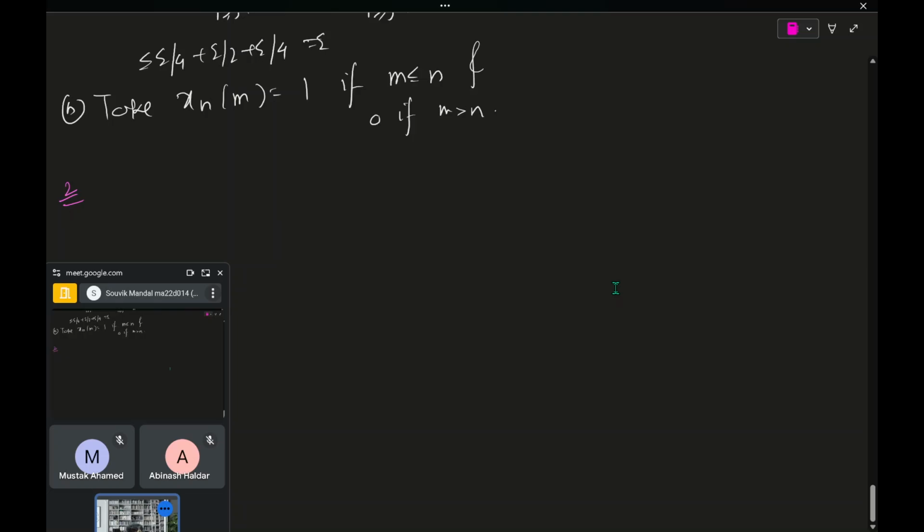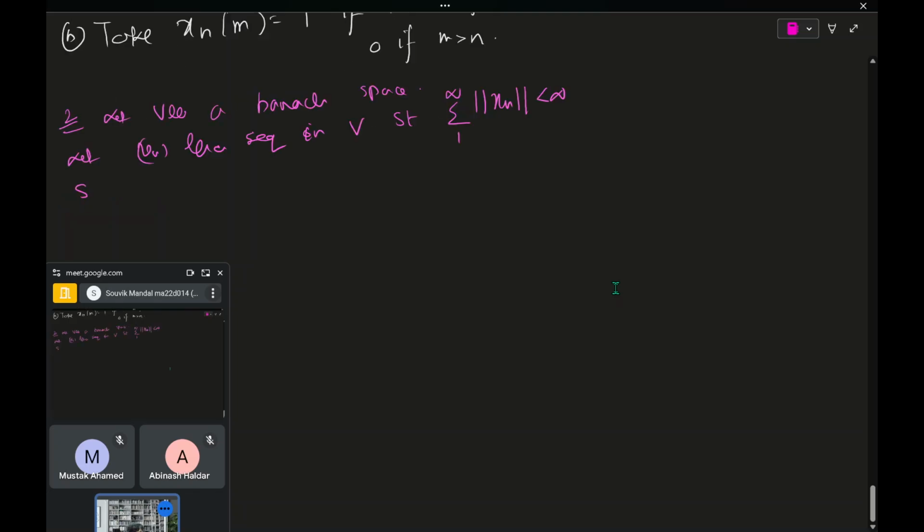The next question is, let V be a Banach space and let v_n be a sequence in V such that the summation of norm v_n is finite. Show that there exists a v belonging to V such that v is the limit as n goes to infinity of the summation from 1 to n of v_i, that is, the series is convergent.